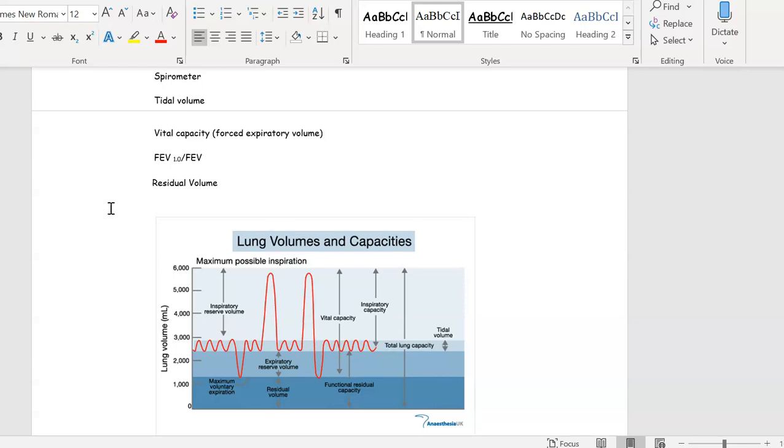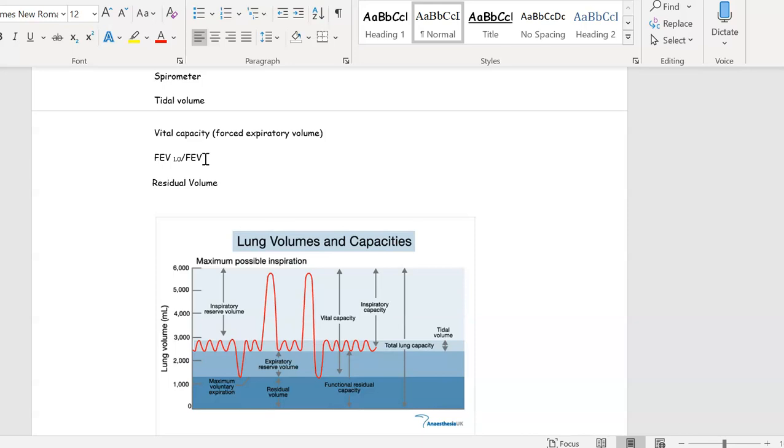And here's the definition for this one. It's the percentage of air that you expire in 1 second after maximal inspiration.